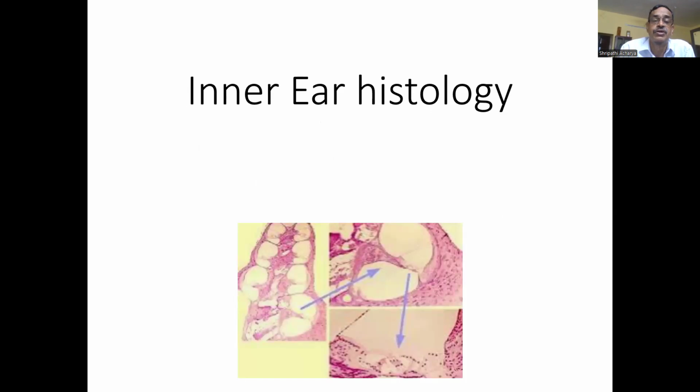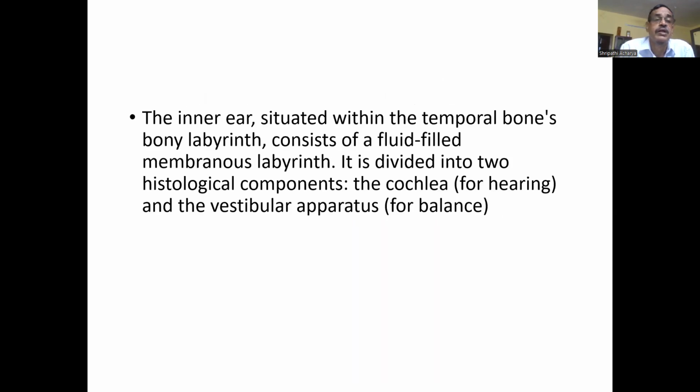Inner ear histology. The inner ear, situated within the temporal bone's bony labyrinth, consists of a fluid-filled membranous labyrinth. It is divided into two histological components: the cochlea for hearing and the vestibular apparatus for balance.